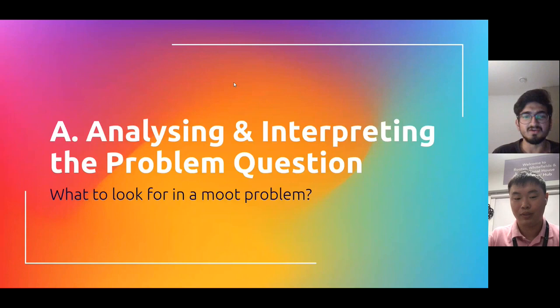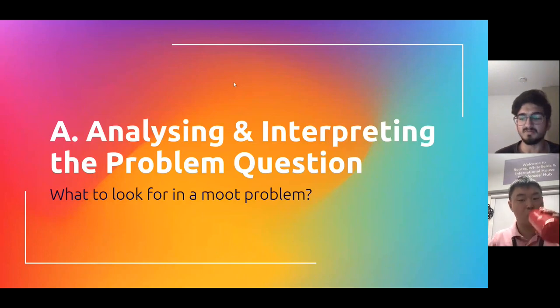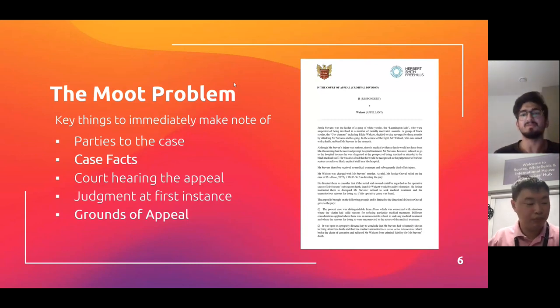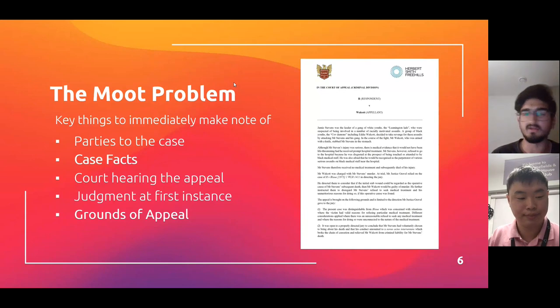So, focusing on analysing and interpreting the problem question, what we'll now go over is what you should look out for when you read over the moot problem. This is the first thing you'll need to do, and it's really important to nitpick the key bits of information in it. This is what the moot problem looks like if you've never seen it before. The best way to approach it is to make a checklist of the things that you should make a note of.